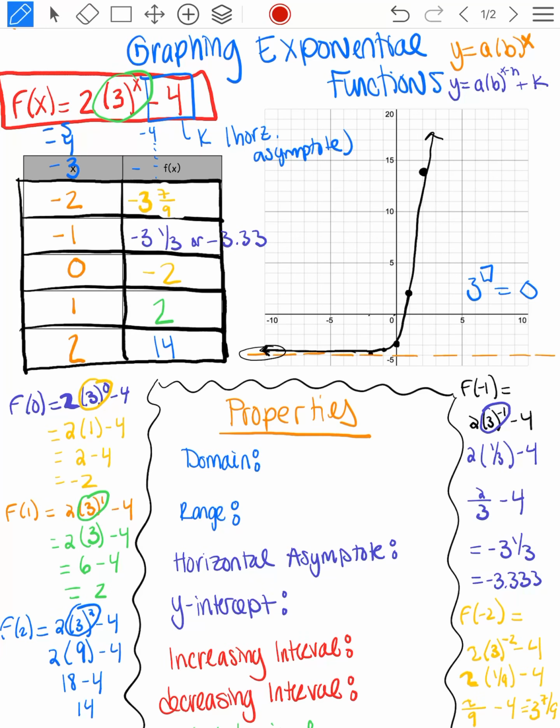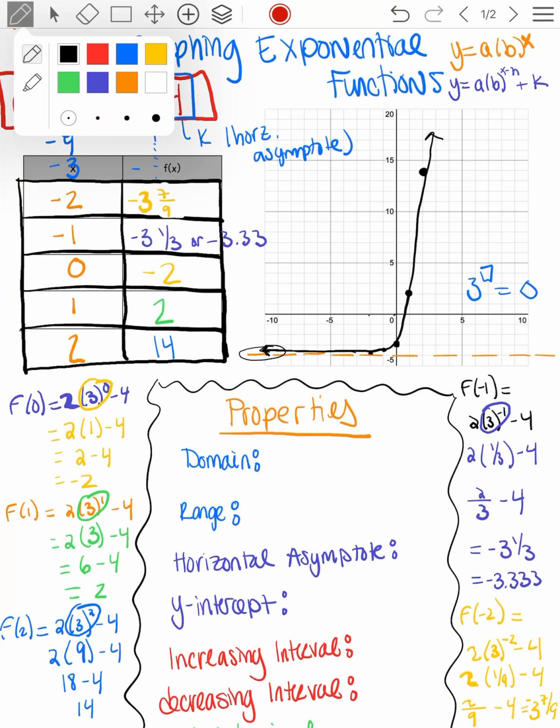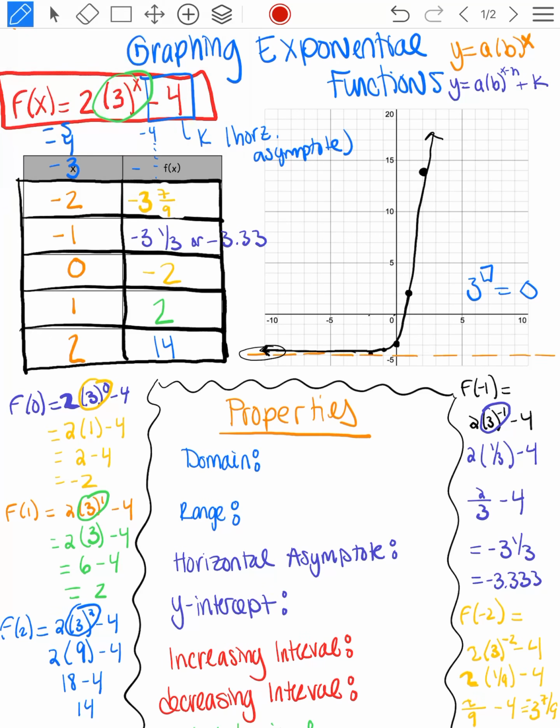So now that I have my 5 points plotted and my horizontal asymptote plotted, we can answer each of these questions, so these properties. I'm going to do my horizontal asymptote already, and my horizontal asymptote is saying the y value is getting close to -4. So it's an equation. Please don't just write the number -4. You're saying the y value is going to get close to -4, so my horizontal asymptote is at y equals -4.